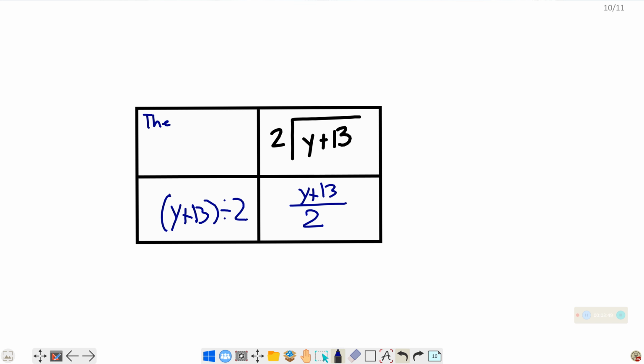So the quantity of y plus 13 divided by 2.